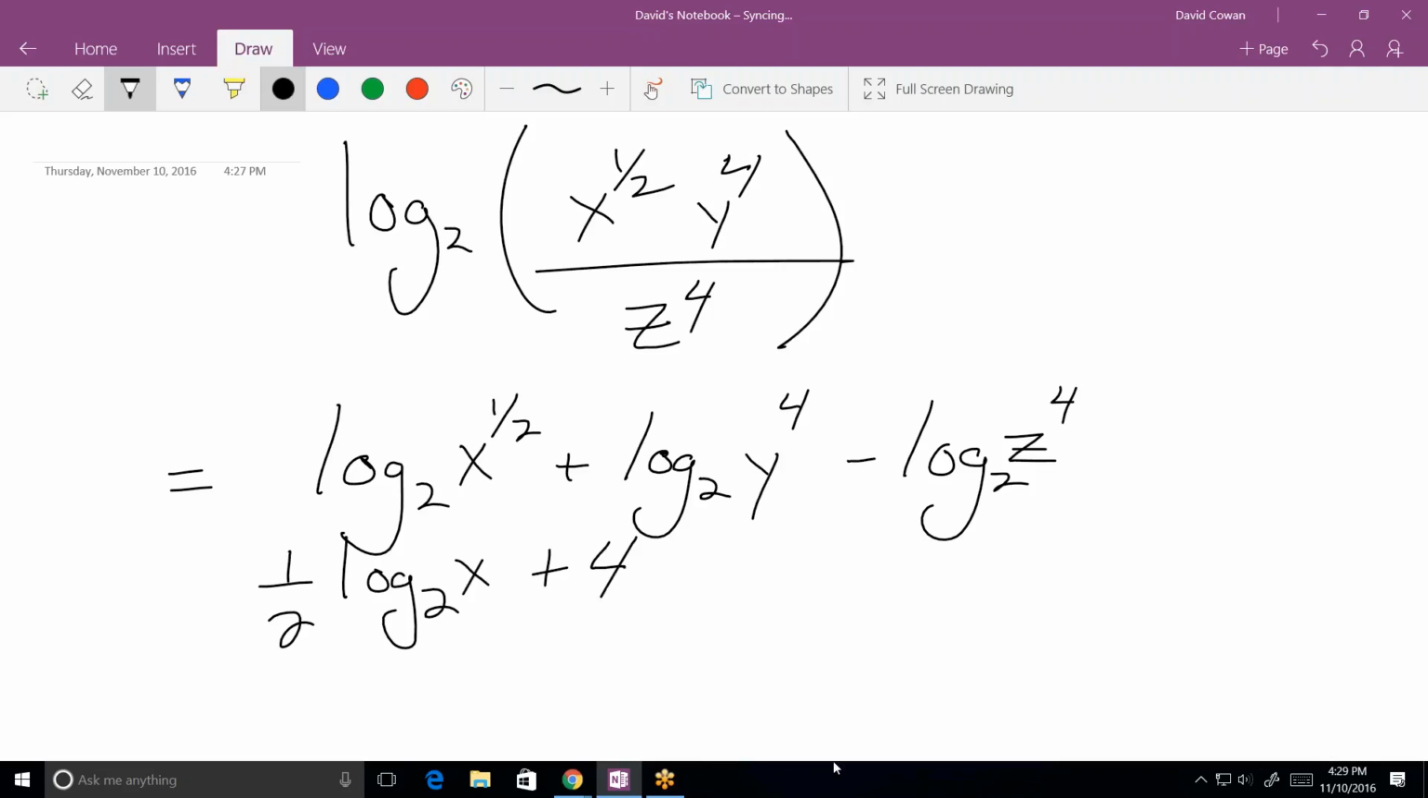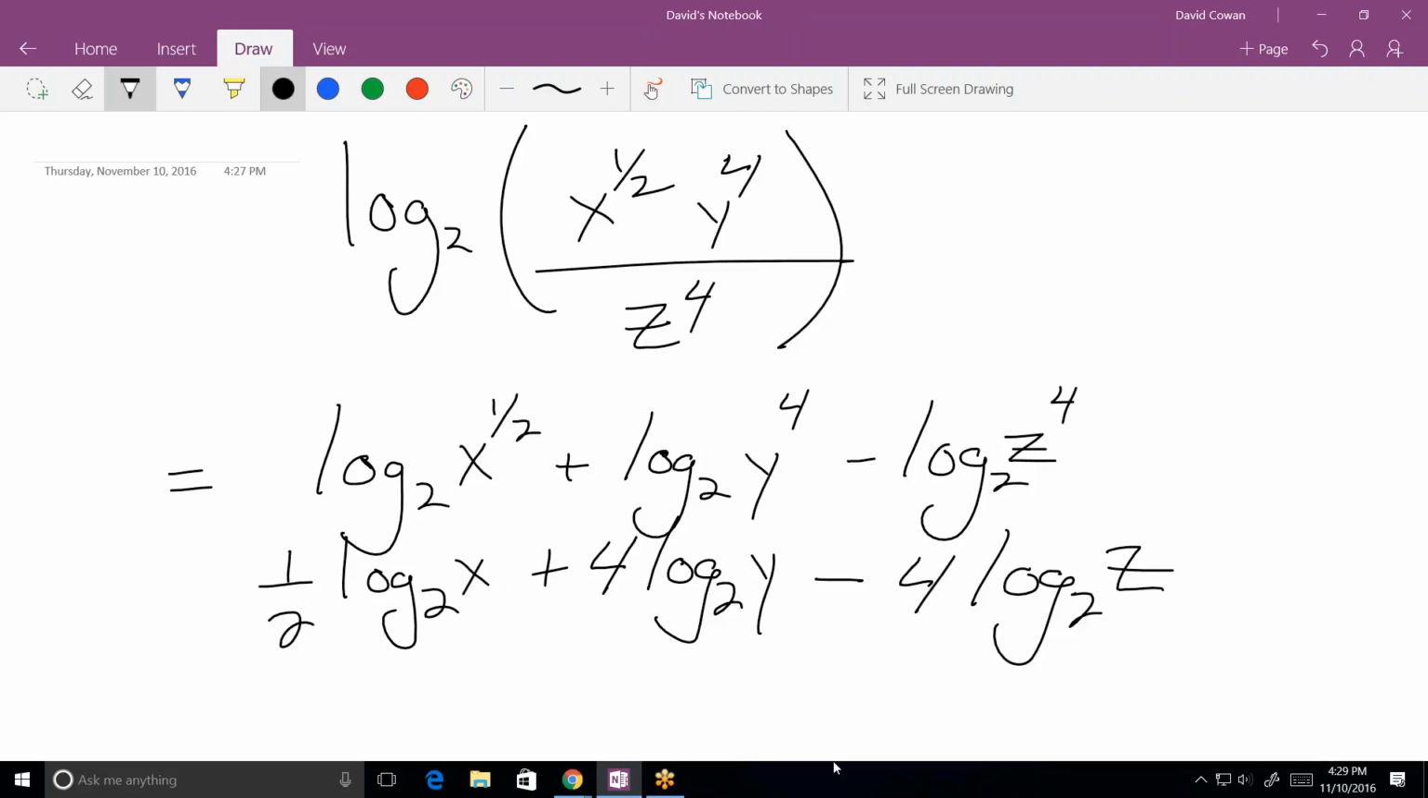And incidentally, these rules for logs only apply if they're the same base. In other words, if one of these was log base 2 and the other was log base 3, I cannot do anything with it. I cannot compress it, expand it, combine them. They're just different numbers.